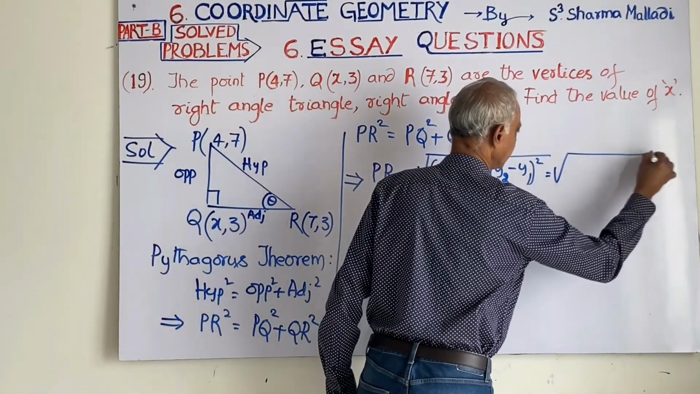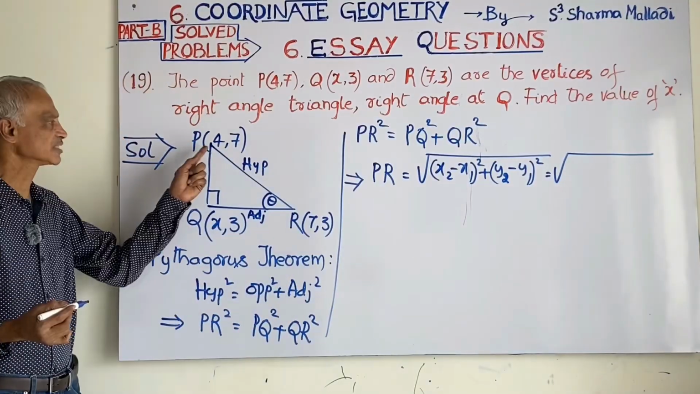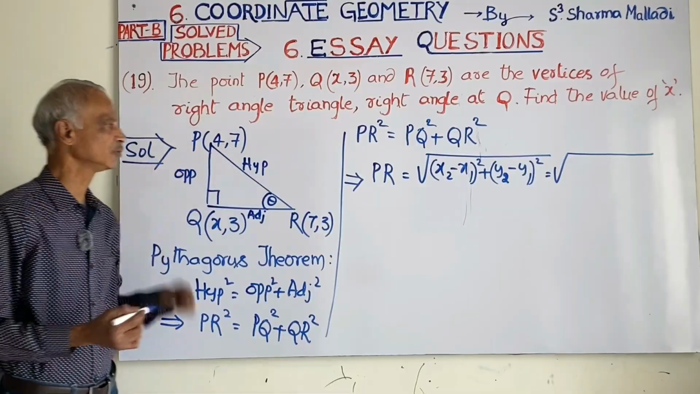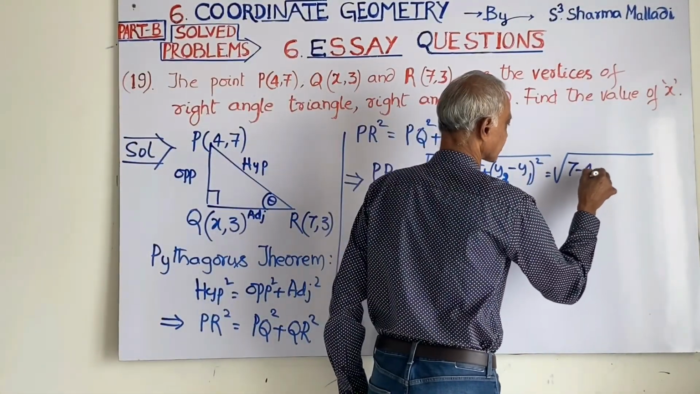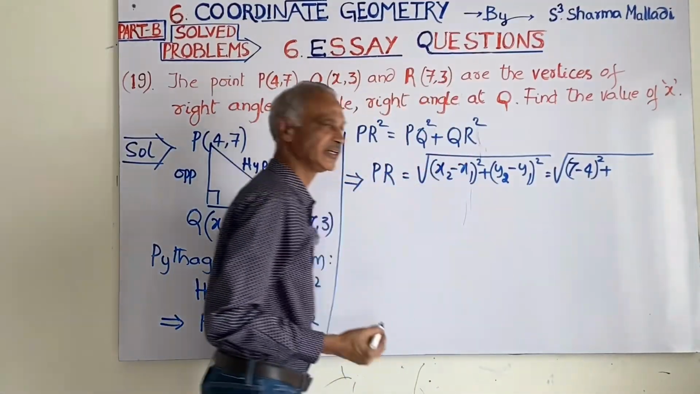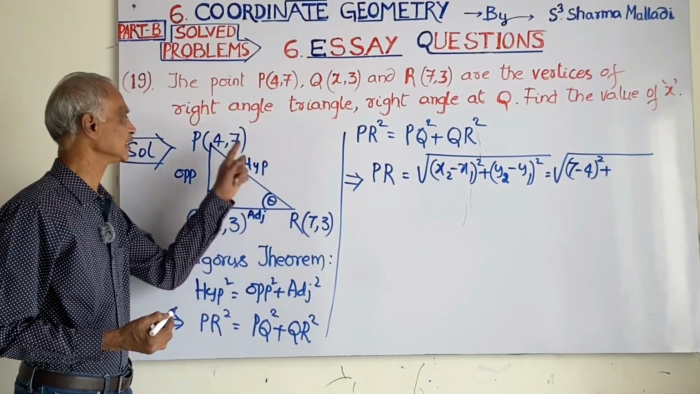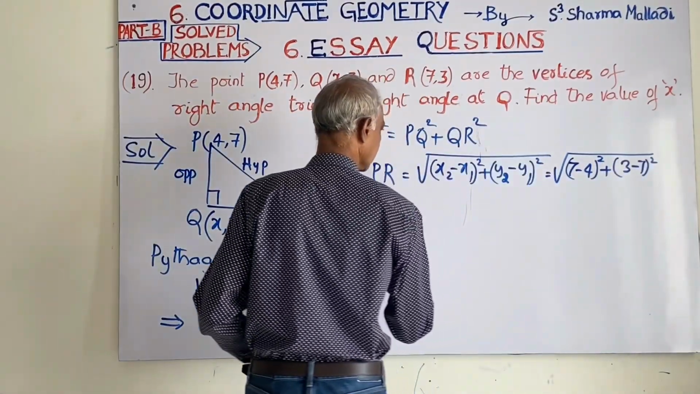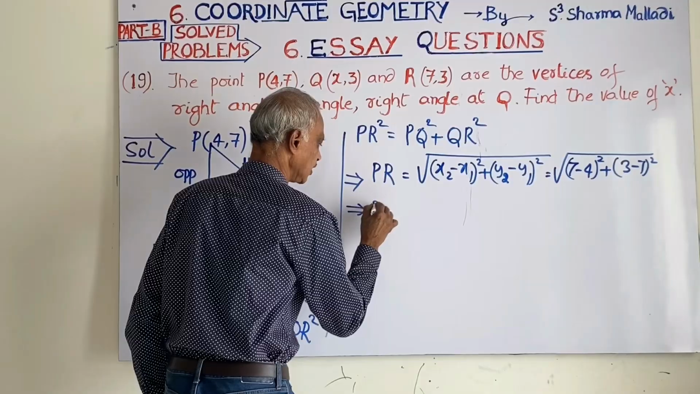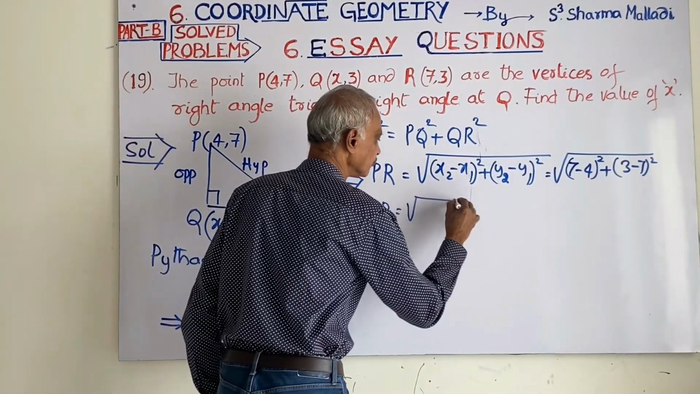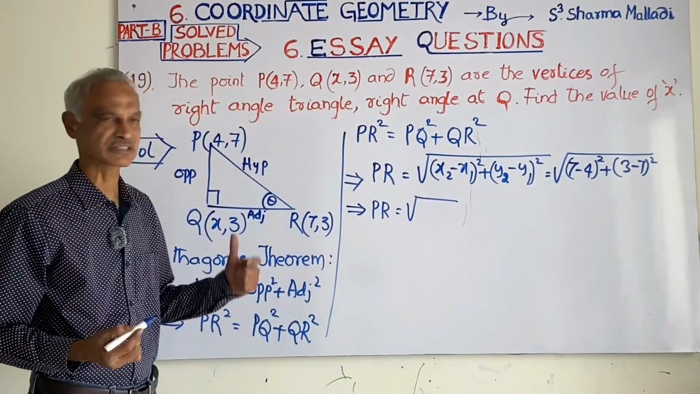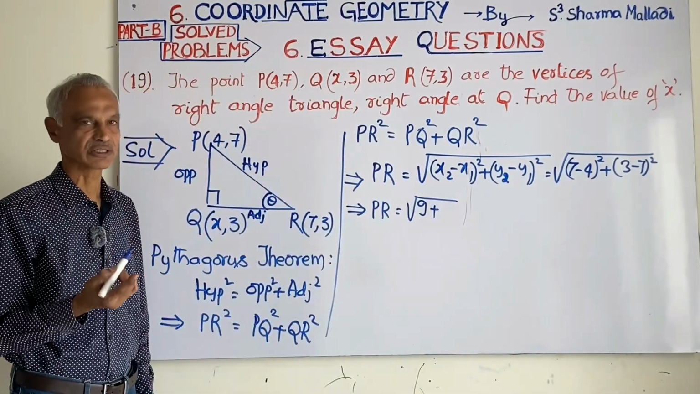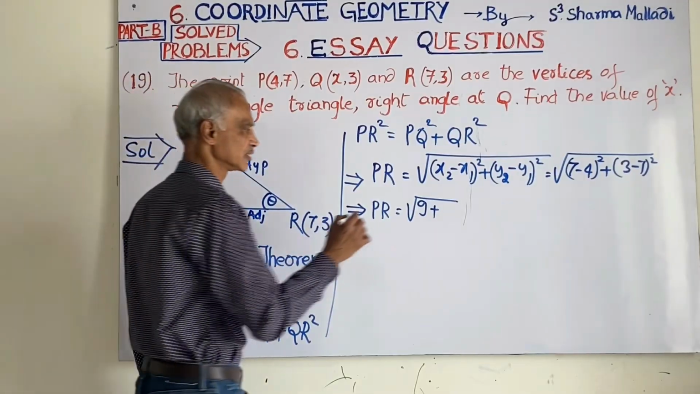Now we will find out PR, x1 y1, x2 y2. x2 minus x1 whole square, 7 minus 4 whole square, plus y2 minus y1 whole square, 3 minus 7 whole square. You will get PR is equal to square root of 7 minus 4 means 3 square. 3 square means 9, plus 3 minus 7 whole square means minus 4 whole square means 16.